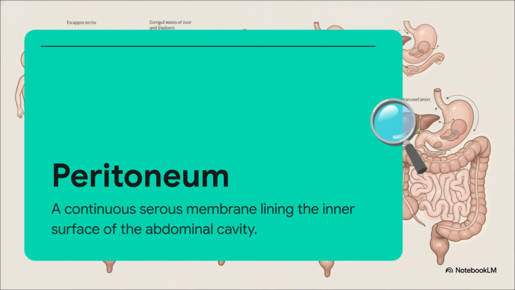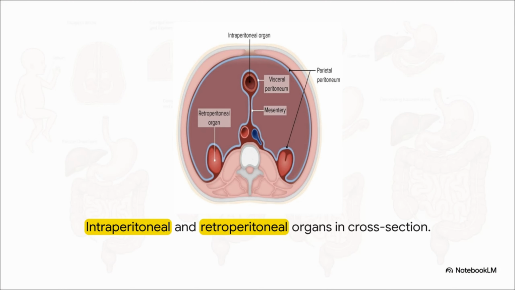And when this membrane bridges the gap between an organ and the back wall, it forms what we call peritoneal reflections. Oh, and a quick historical aside, you'll often hear these reflections referred to as ligaments in older texts. To really visualize this, imagine looking at a cross-section of the abdomen. You've got the parietal peritoneum hugging the outer muscular wall and the visceral peritoneum intimately wrapping the intraperitoneal organ right in the center. The vital bridge connecting the two is the mesentery.